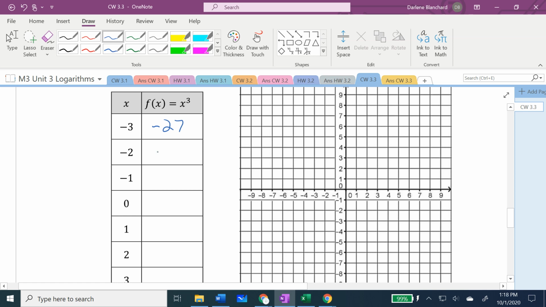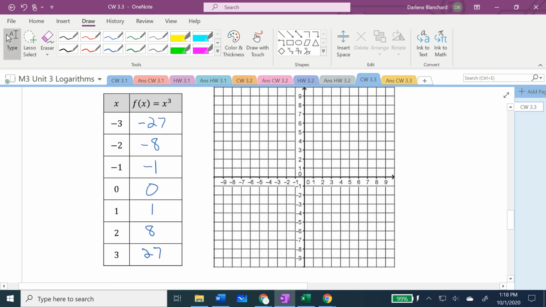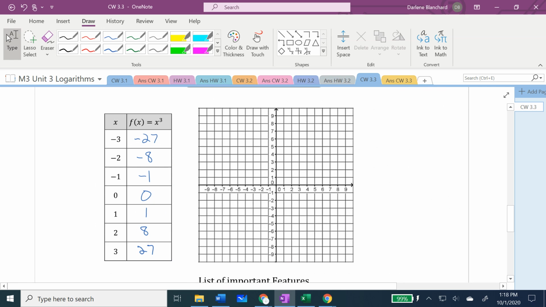Negative 2 to the third power will give me negative 8. Negative 1 to the third power will give me negative 1. 0 cubed, 1 cubed, 2 cubed, and 3 cubed. I'm going over this a little bit faster than I would in the classroom because they shorted us a half hour. Now I'm going to plot the points that I can plot. I can plot the point negative 2, negative 8, but negative 3, negative 27 is way out of that ballpark. Then I can plot the point negative 1, negative 1, 0, 0, 1, 1, 2, 8, and then the last one there is also out of the ballpark.